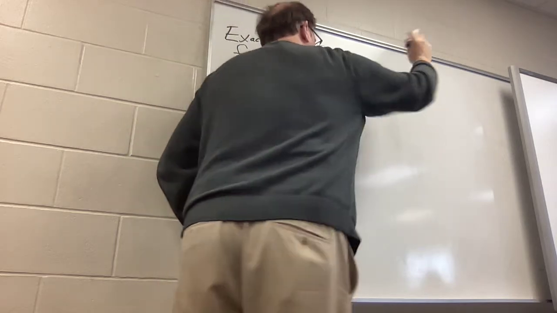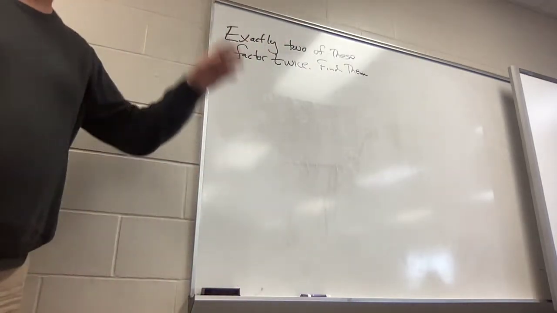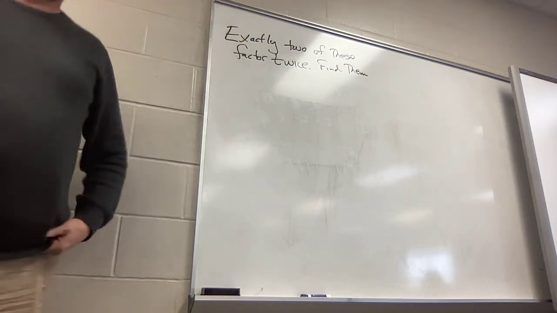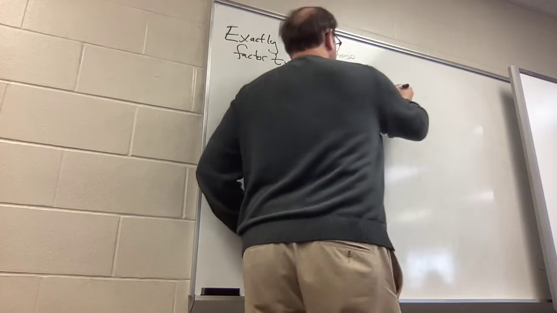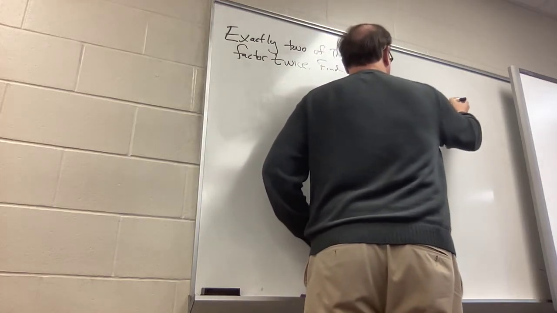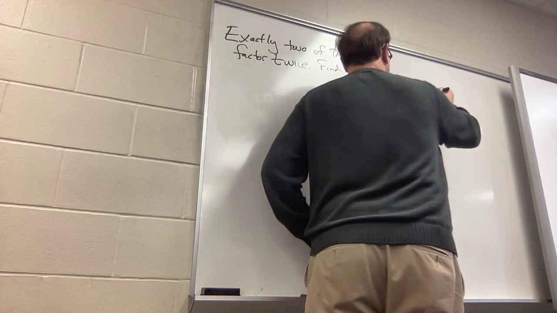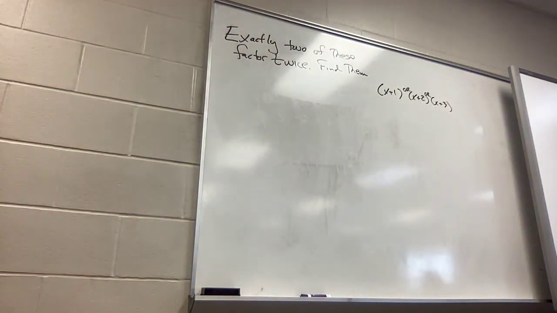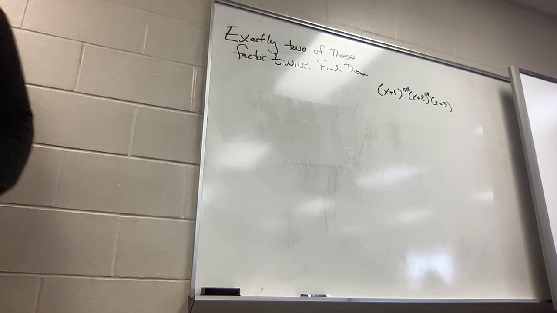Find them, then graph. Okay? And there will be possibilities of x plus 1, x plus 2, x plus 3. And the directions, I'm reading the directions exactly. Two of these factor twice. Fully factor by many synthetic divisions, rewrite the factored form, then graph.